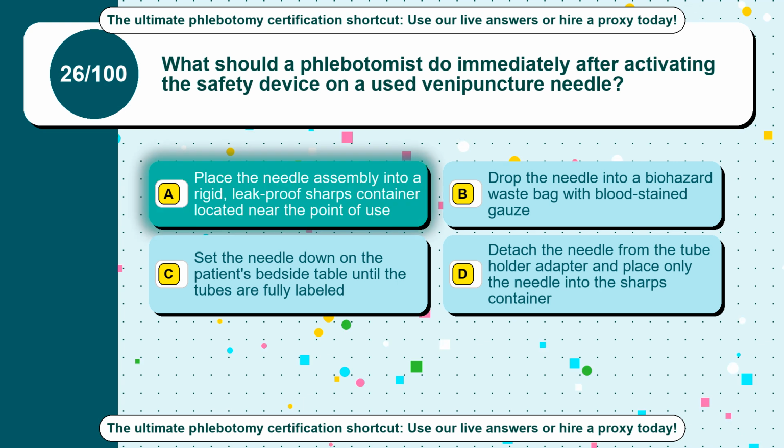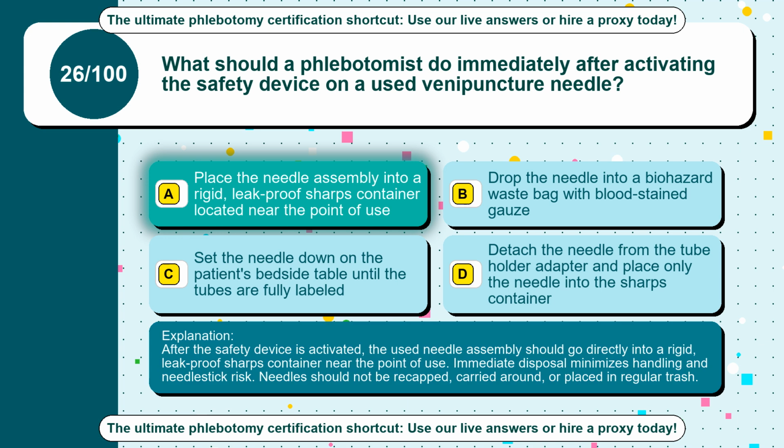The correct answer is option A. Place the needle assembly into a rigid, leak-proof sharps container located near the point of use. After the safety device is activated, the used needle assembly should go directly into a rigid, leak-proof sharps container near the point of use. Immediate disposal minimizes handling and needle stick risk. Needles should not be recapped, carried around, or placed in regular trash.